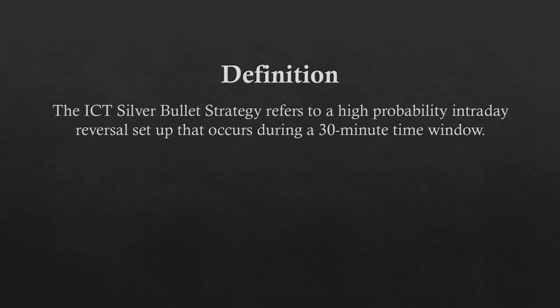The ICT silver bullet strategy refers to a high probability intraday reversal setup that occurs during a 30-minute time window. Usually we only get one trade setup that occurs from 9:45 to 10:15 AM, which is referred to as the first AM macro, or from 10:45 to 11:15, which is referred to as the second AM macro. Usually we only get one trade setup in one of these AM macros, or if we're lucky enough, we could get a trade setup in both of them.